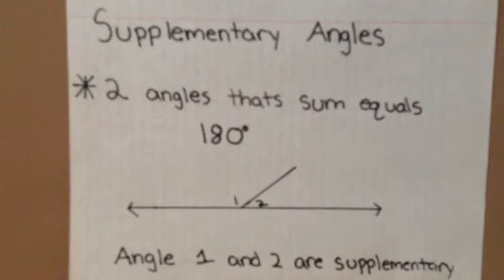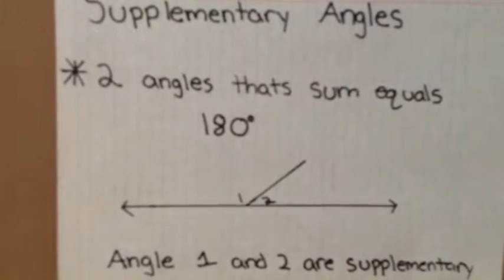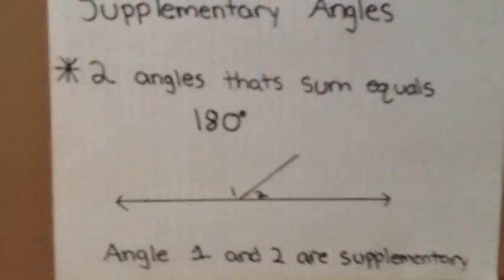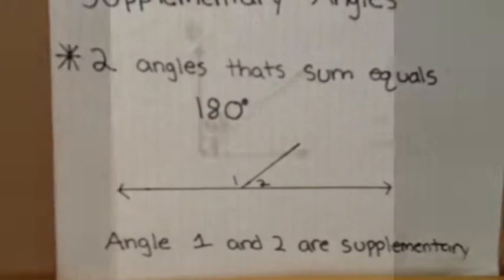Now we will teach you about supplementary angles. They are two angles that sum equals 180 degrees. In this diagram, angle 1 and angle 2 are supplementary because it's on a straight line, which equals 180 degrees.